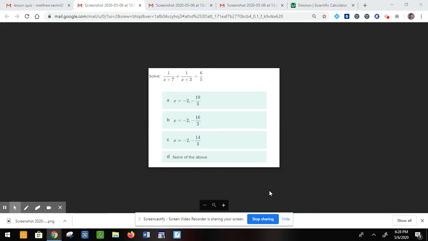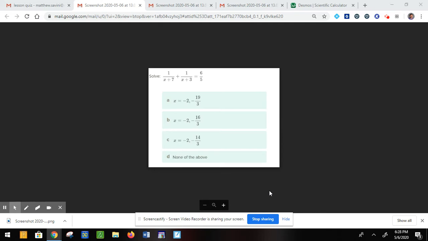First thing we need to do is add the two fractions together. Once you do that and you get it to be a fraction equal to a fraction, you'll solve it with a proportion. In order to add those two fractions together, you need a common denominator.